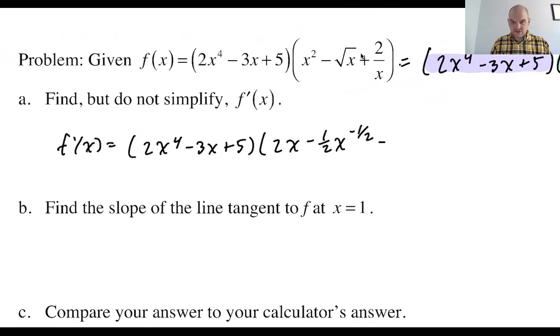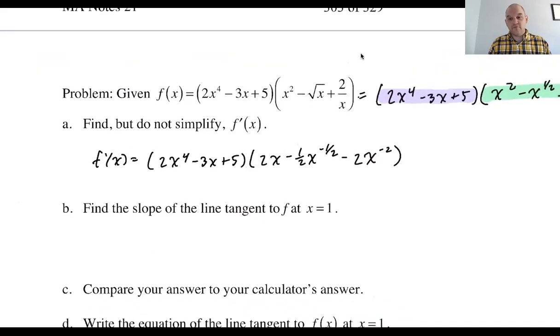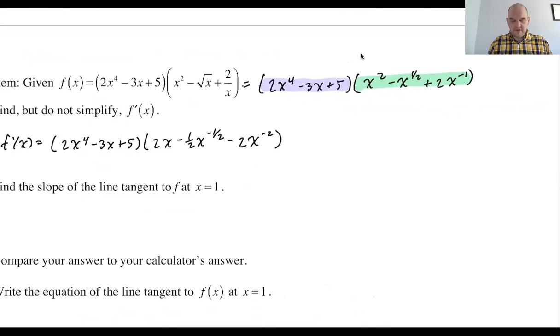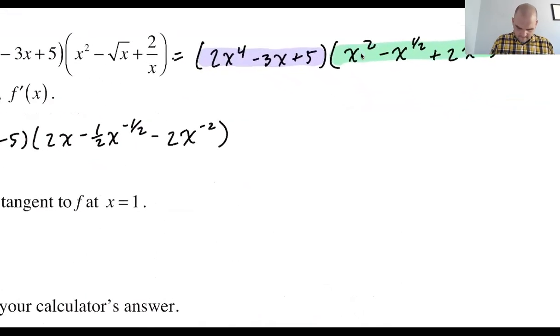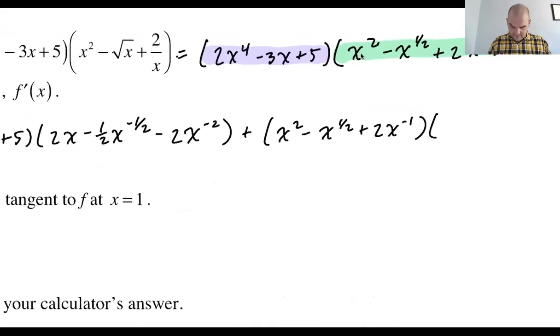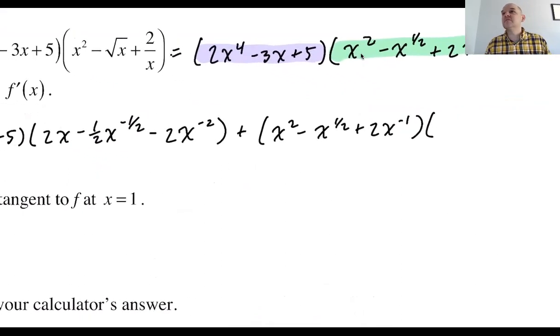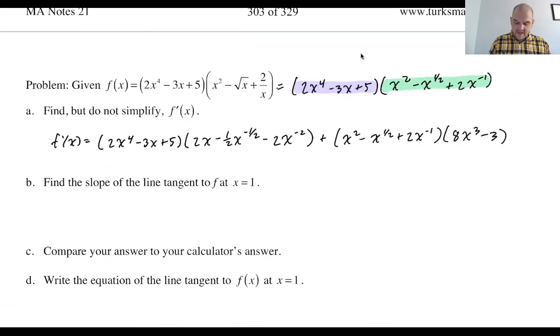Look, it changed that to a super nice thing there. Also, there's a bubble trying to blow things up. I don't know what that's about. 2x to the negative second. First derivative of the second, plus second, which is x squared minus x to the 1/2 plus 2x to the negative first, derivative of the first. So that'll be 8x cubed minus 3. There you go.